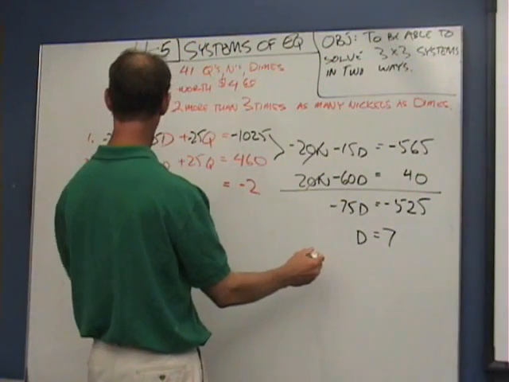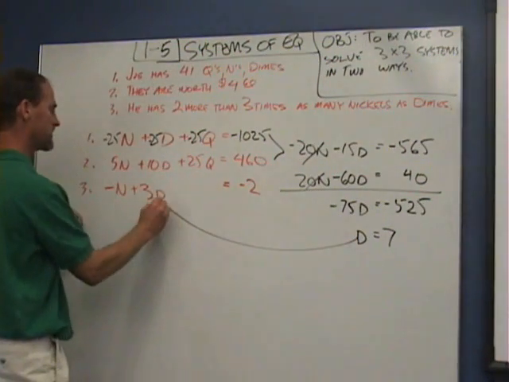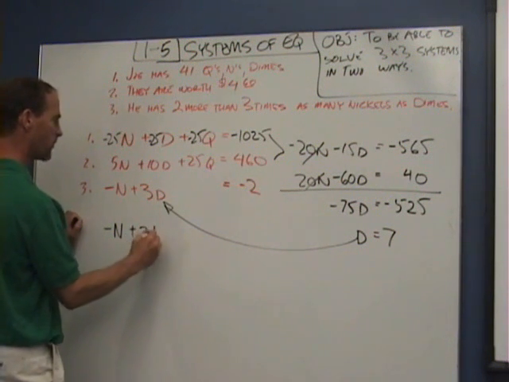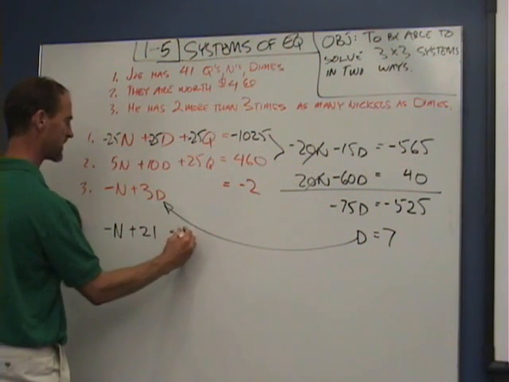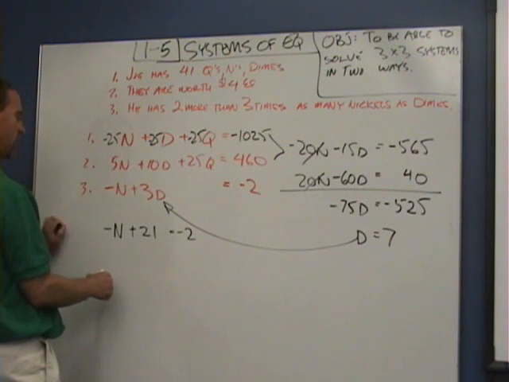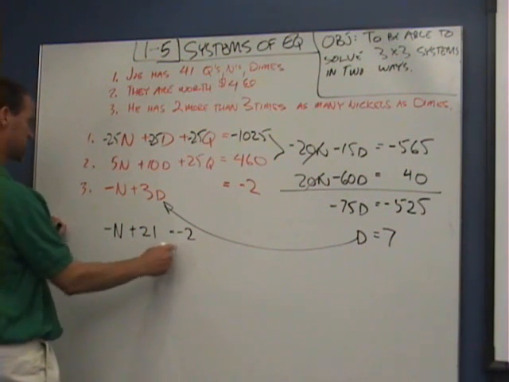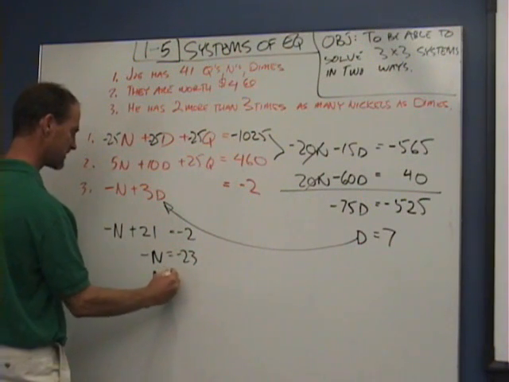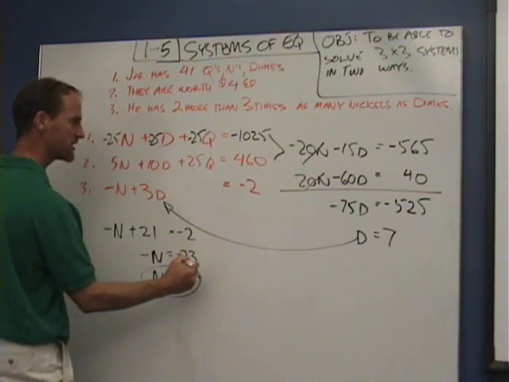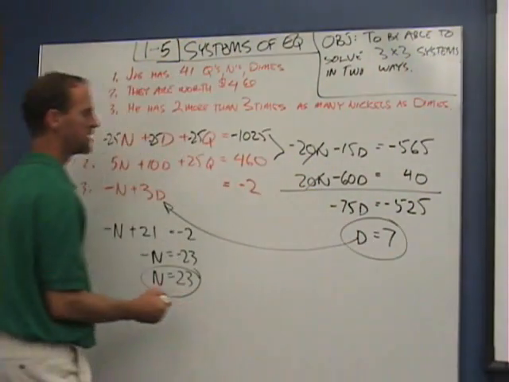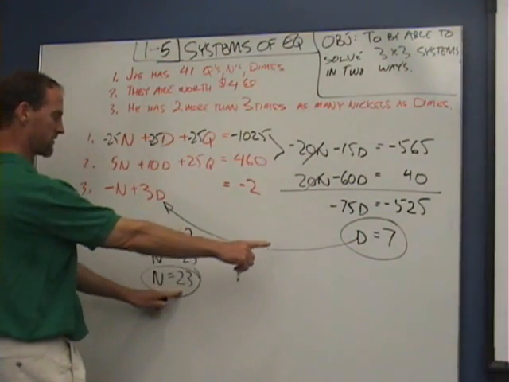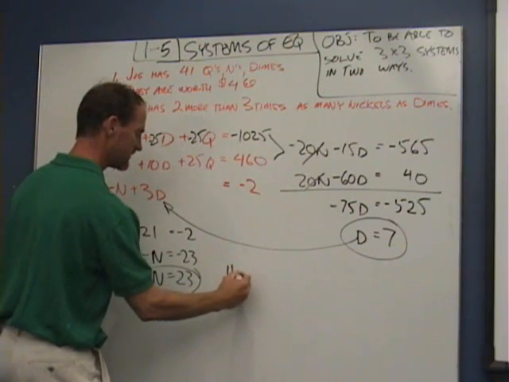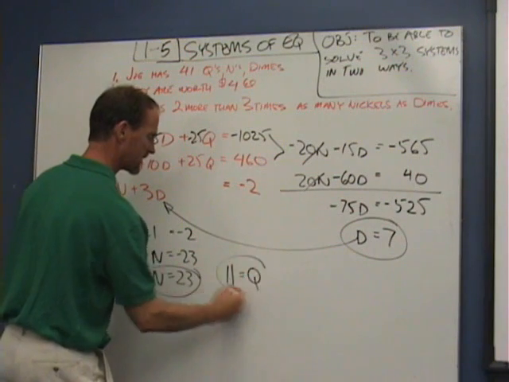I can then do what's called back substitution. If I simply sub this in here for D, I get negative N plus 21 equals negative 2, and by subtracting this from both sides, negative N equals negative 23, well, N then is equal to 23, so I have 23 nickels to go with my 7 dimes. That's a total of 30 coins, but I have 41, so I've got to have 11 quarters then, right there.